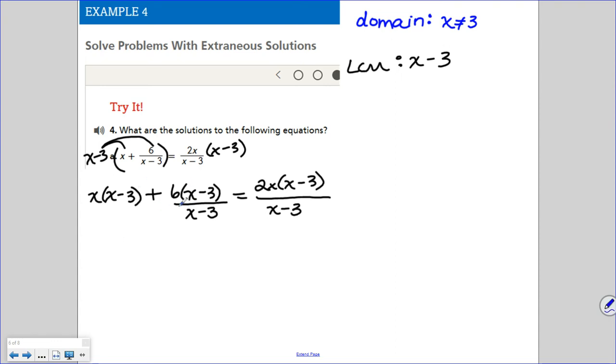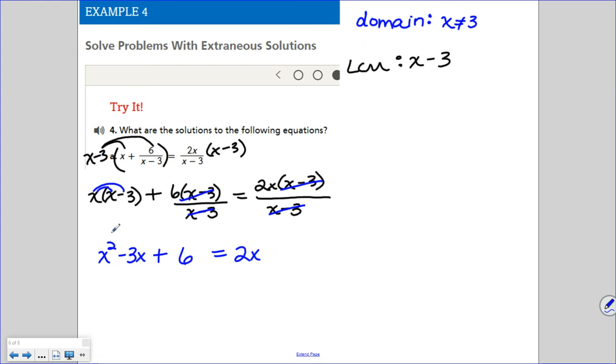Now, hopefully, after I get through dividing everything out, I won't have any fractions anymore. On the first term, I can't divide anything out, but I can distribute this x so that I have x squared minus 3x, plus the second fraction, where the x minus 3's divide out and I'm left with a 6, equals. The x minus 3's divide out again, and I'm left with 2x. So now I have the equation x squared minus 3x plus 6 equals 2x.